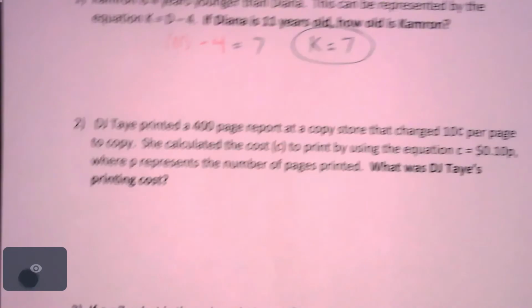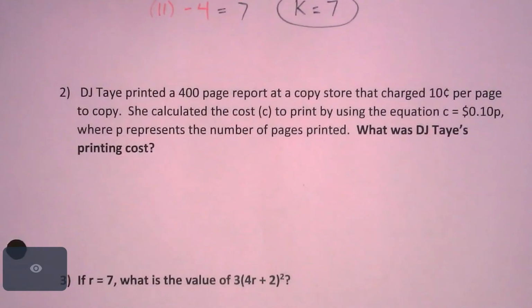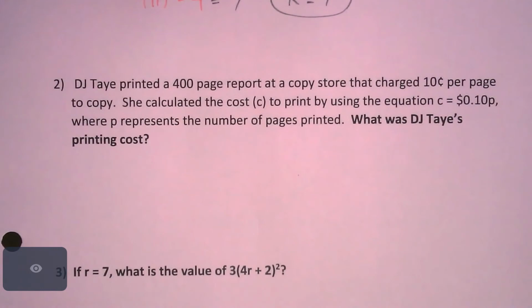Let's look at number 2. DJ Tay printed a 400-page report at a copy store that charged 10 cents per page to copy. She calculated the cost, C, to print by using the equation C equals 10 cents times P. So 10 cents times the number of pages. Where P represents the number of pages printed, what was DJ Tay's printing cost?